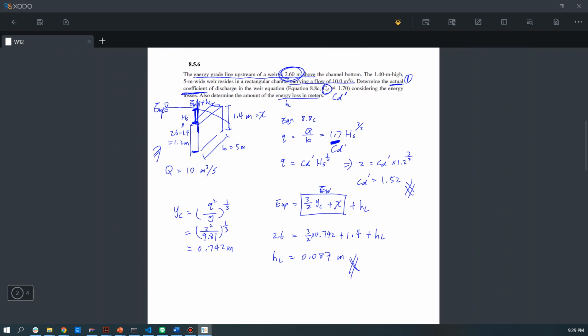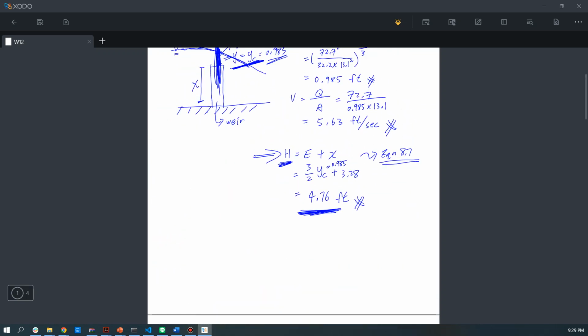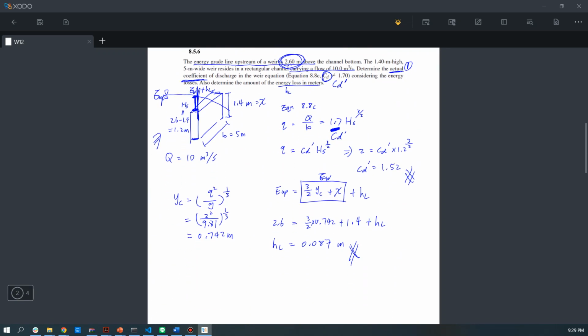Okay, so compared to the previous question, here we cannot ignore the energy loss, because the problem wants to ask what is the energy loss because of this weir. So the equation is slightly different from the previous one, in that now we need to add this energy loss and compare the energy grade line at the upstream and at the weir.